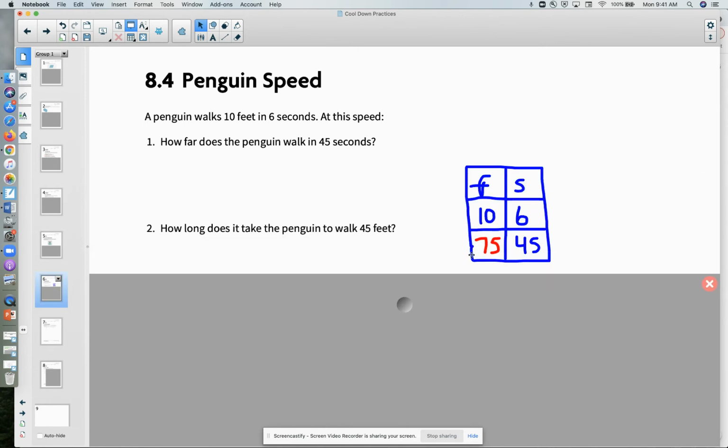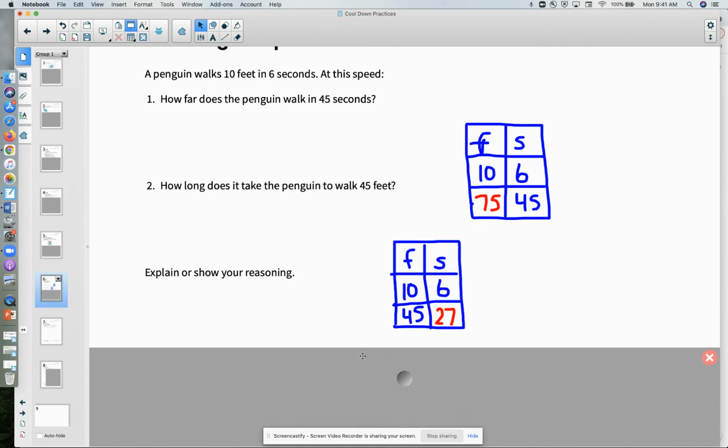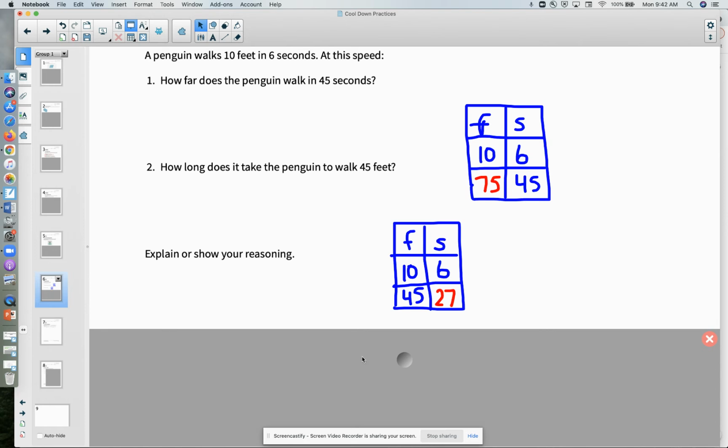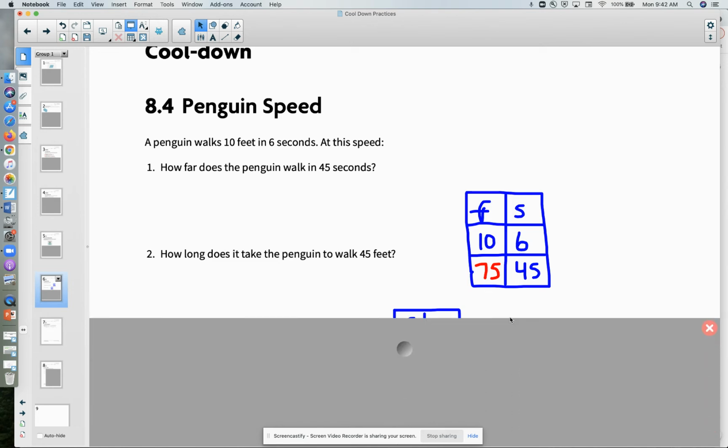So it would take 75 feet. Okay, how about 45 feet? 27 seconds. So how'd you do? Pretty good? All right. Just remember, when you have these type of problems, a double number line or a table really helps.